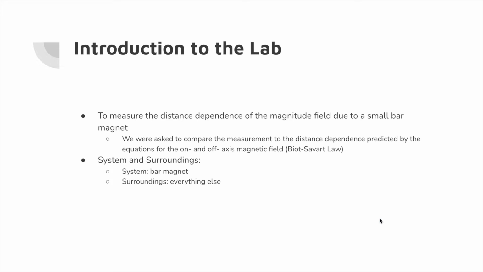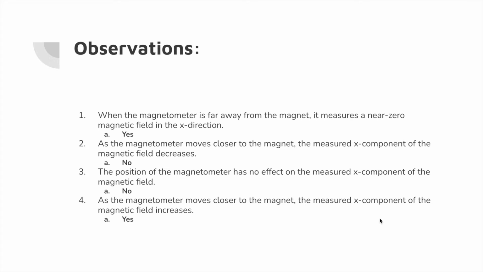To introduce the lab, we are going to measure the distance dependence of the magnetic field due to a small bar magnet. Our system is the bar magnet and our surroundings is everything else. Now we will look at these observations. The first and fourth observations are the only ones that apply to this lab. I noticed that when the magnetometer was far from the magnet, Bx was close to 0, and as it was closer, it increased as expected.